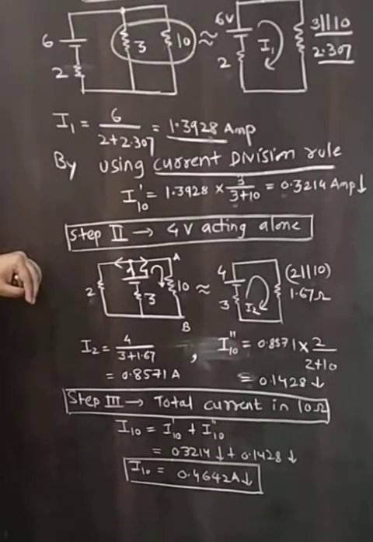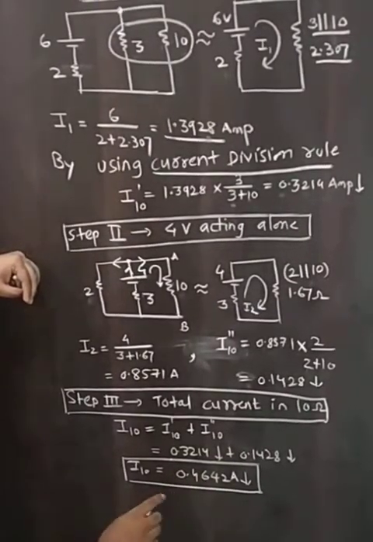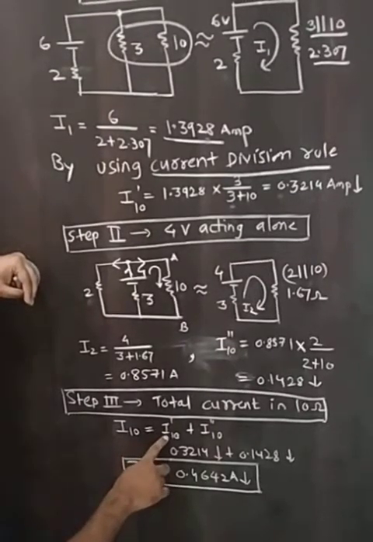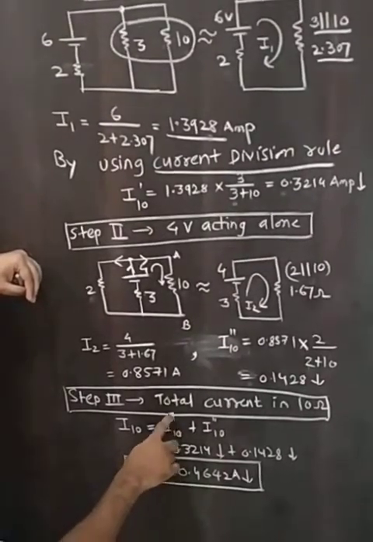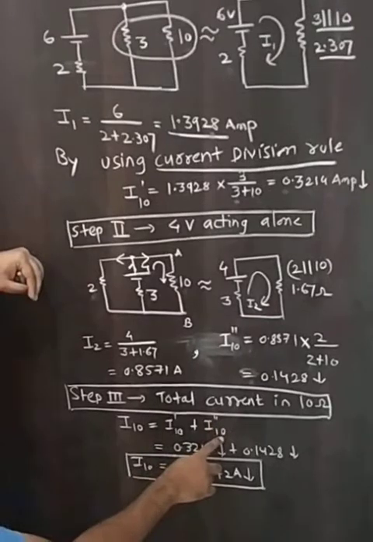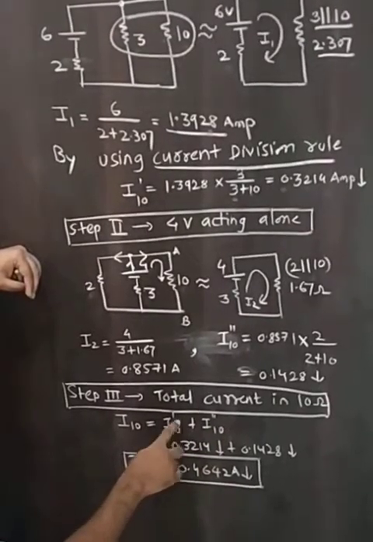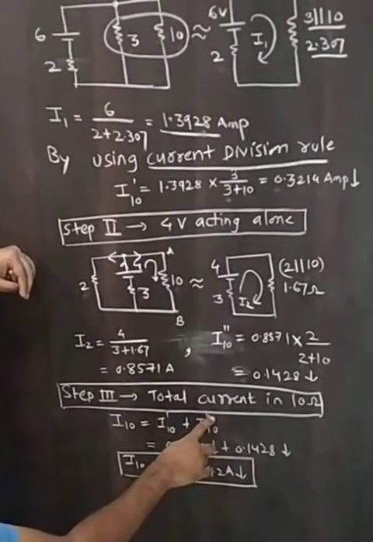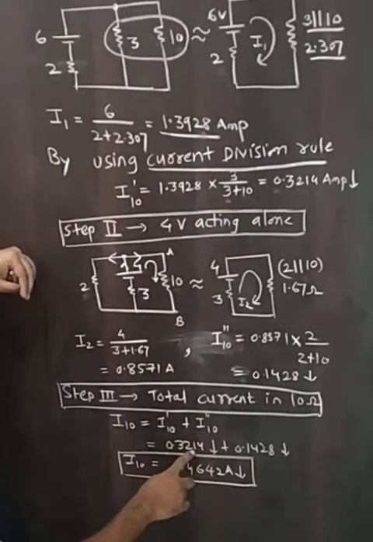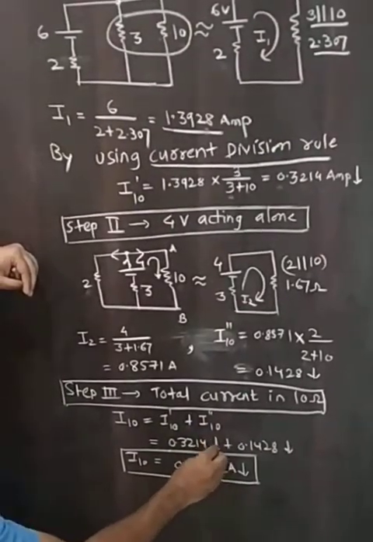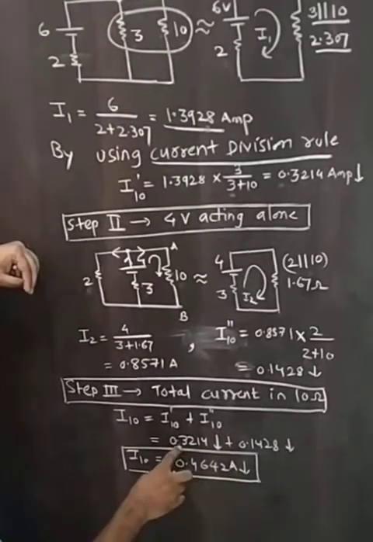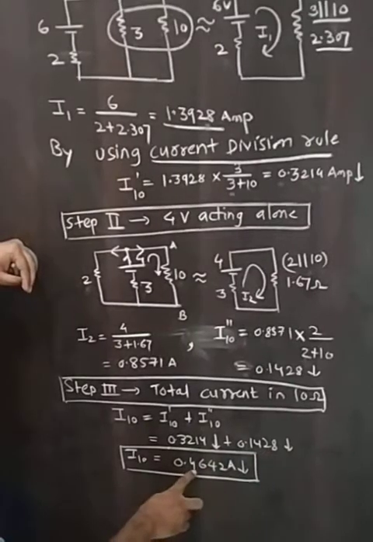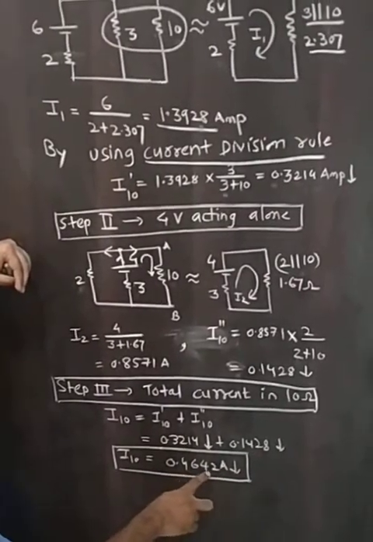So in step 3, the total current flowing through the 10 ohm branch is the algebraic sum of the currents because of all the sources. So the total current flowing through the 10 ohm is I dash 10 plus I double dash 10, meaning the current because of 6 volt plus the current because of 4 volt. The direction of both currents is downward, so we can directly add them. So 0.3214 plus 0.1428, and we get the total current 0.4642 ampere.